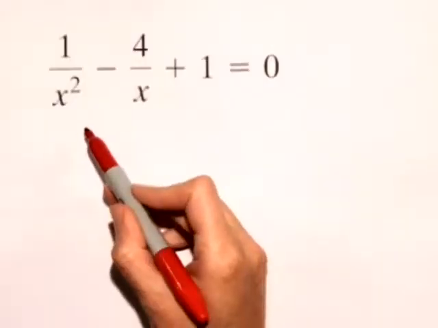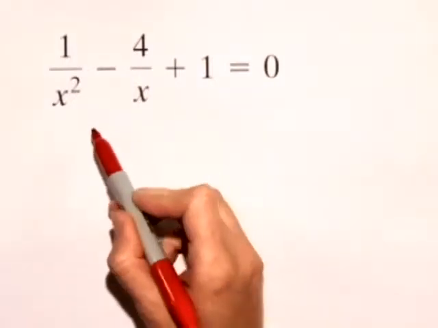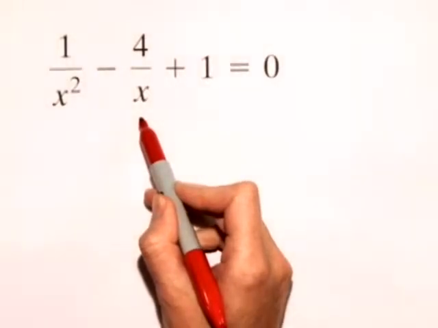Let's solve the following equation. We have 1 over x squared minus 4 over x plus 1 is equal to 0. Since this is a rational equation, we want to first write our restricted values.